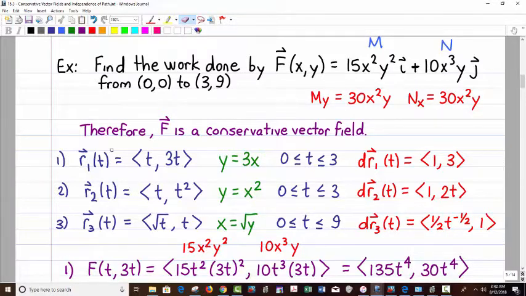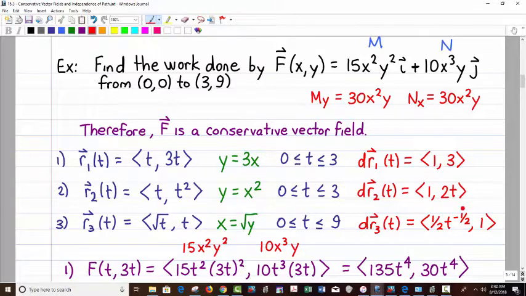So let's look at the next one. I said, okay, what if we chose a parabola? y equals x squared, so it'd be t comma t squared, also from 0 to 3. And then the derivative of r here would be 1 comma 2t.